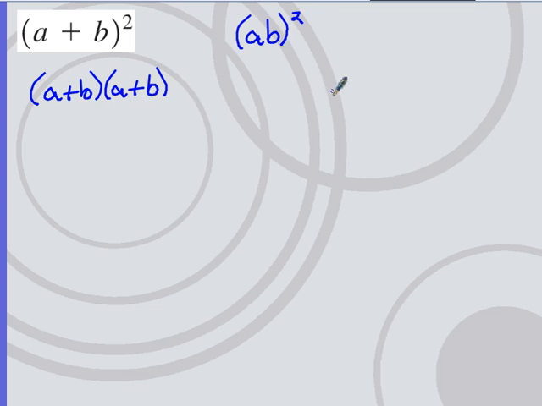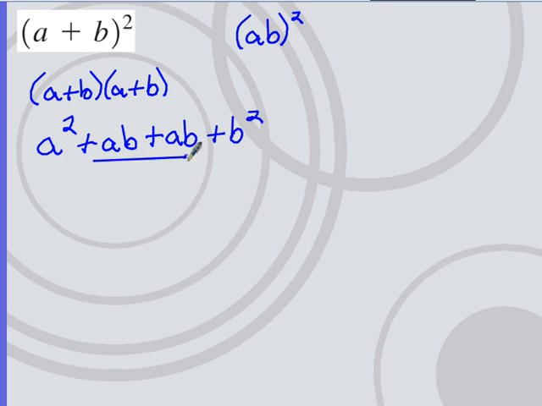Okay. A times a is a squared. A times b is ab. B times a is not ba. Let's write that also as ab. Just put them in alphabetical order. That way combining like terms is much easier. And b times b is b squared. And you can combine your abs. And you get a squared plus 1ab plus 1ab is 2ab plus b squared.